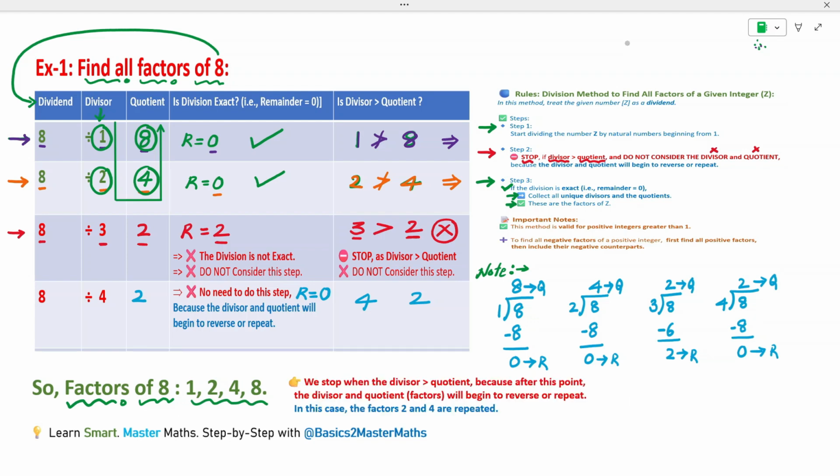We stop when the divisor is greater than the quotient, because after this point the divisor and the quotient will begin to repeat or reverse. In this case, the factors 2 and 4 are repeated. Got it?